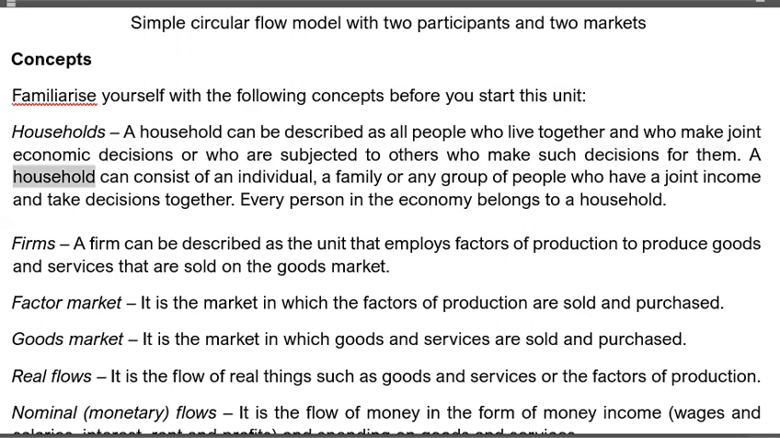A household can consist of an individual, a family, or any group of people who have a joint income and take decisions together. Every person in the economy belongs to a household. Firms. A firm can be described as the unit that employs factors of production to produce goods and services that are sold on the goods market. Factor market. It is the market in which the factors of production are sold and purchased. Goods market. It is the market in which goods and services are sold and purchased.